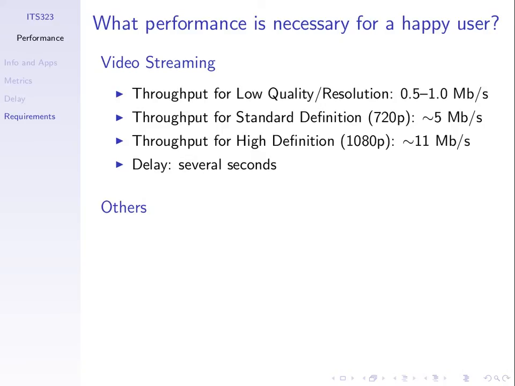depending upon the resolution of the video, what throughput do we need to get good quality? Well, here are some approximate numbers. Maybe low quality YouTube, about 1 megabit per second. If you want to stream normal TV, standard definition digital TV, about 5 megabits per second. High definition, about 11 megabits per second. It differs in different cases. So these are some requirements of performance of applications.